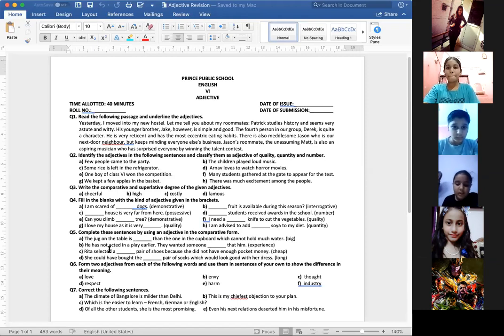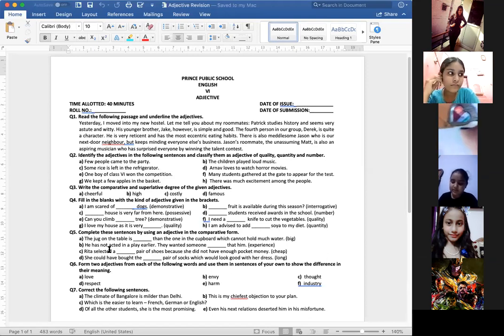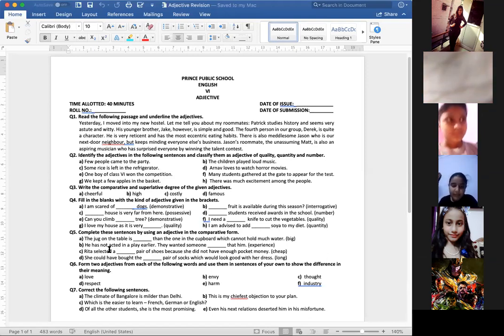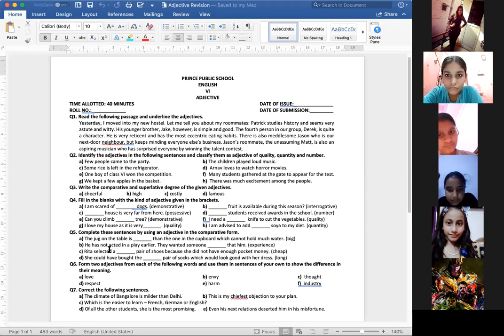Ma'am, in this question we have to give similar adjective words and frame sentences for that. Which examples? Give me the examples. Ma'am, like for love, I have made lovely and beautiful. Very good. Lovely is correct. Beautiful is also correct. Yes, Kanika, that is correct.